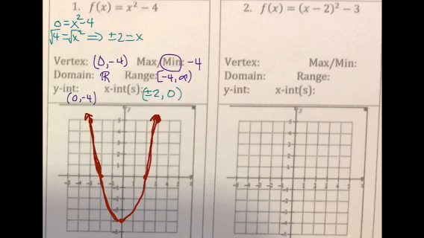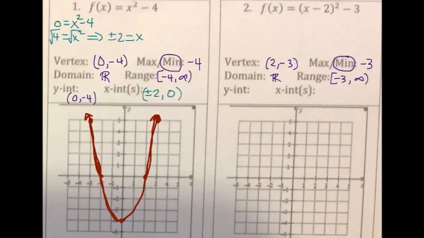Alright, for number 2, h is positive 2 and k is negative 3. And that's your vertex. So 2, negative 3. This quadratic, the parabola, also concaves up. So we know we have a minimum value, and the minimum value is the y value of the vertex. This leads us to the range. The range goes from negative 3 to infinity. And then the domain, of course, is all reals.